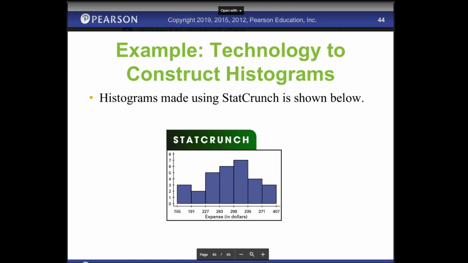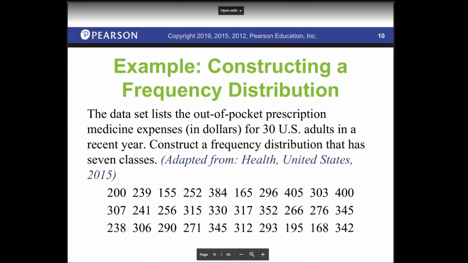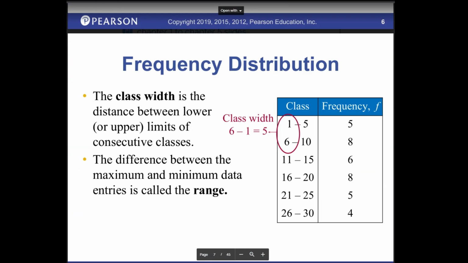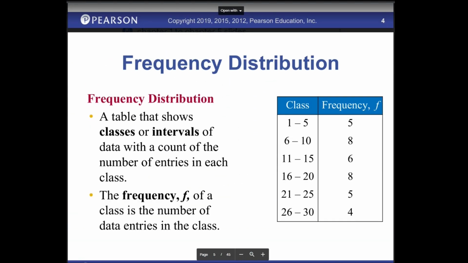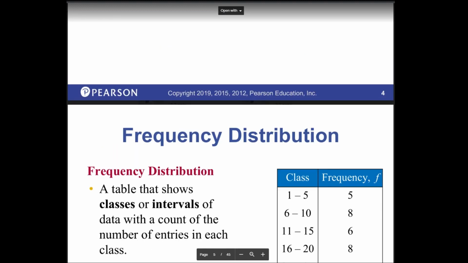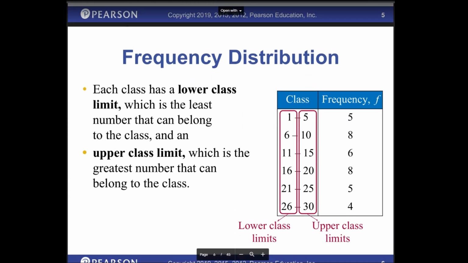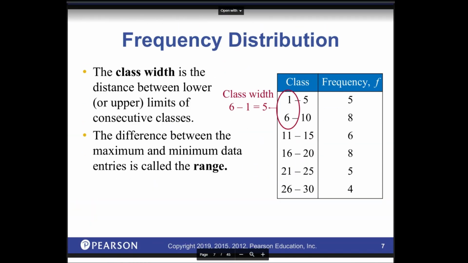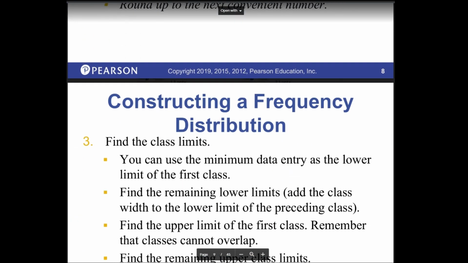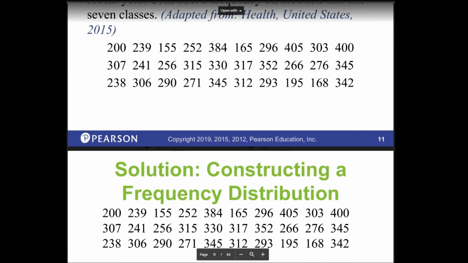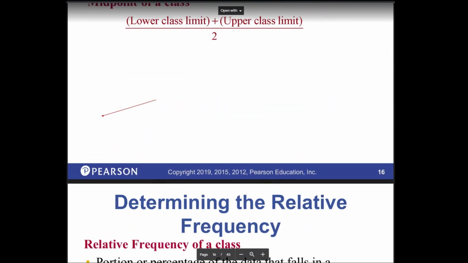So basically, just to get a quick overview of the lesson, let's go back all the way up here. We learned about the classes, also called intervals, and the frequencies. We learned lower class limits and upper class limits, and then class width and the range. Then we learned how to construct a frequency distribution, and after that we got a few examples of that. And then we continued on.